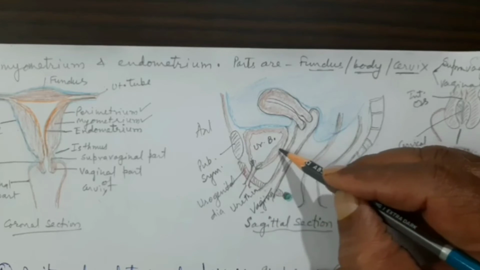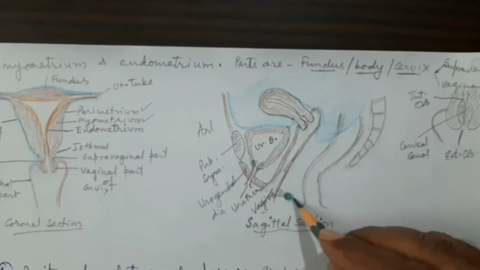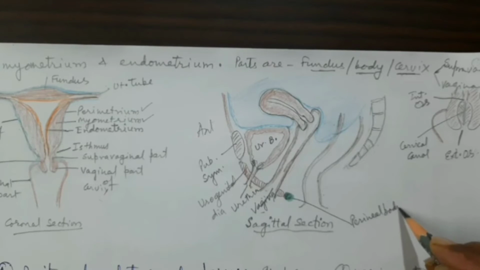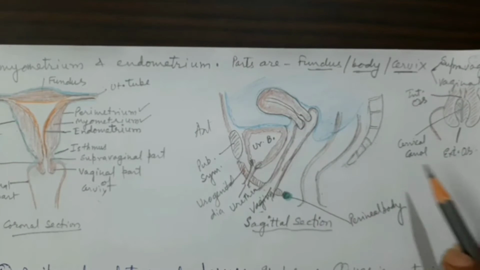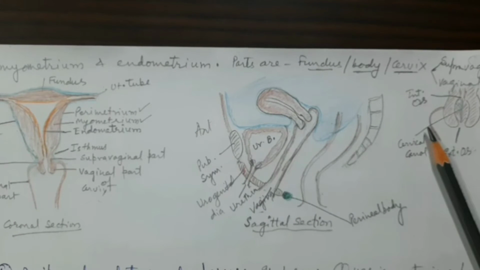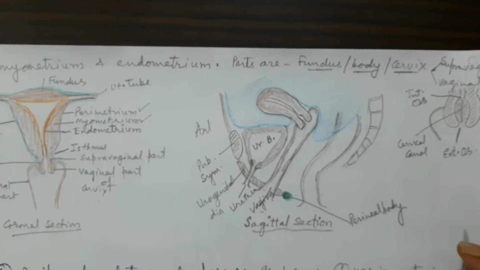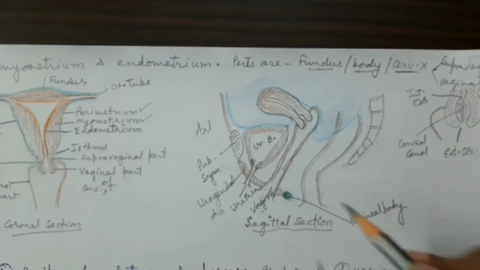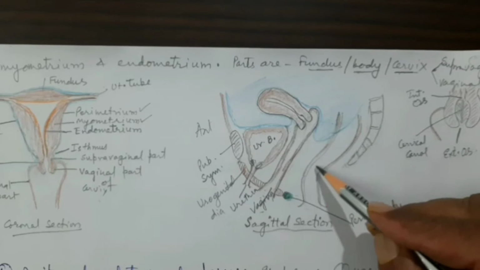So this vagina lies posterior to the urinary bladder, and this is the perineal body, a central tendon, a band of fibrous connective tissue to which many muscles are attached. 8 or 9 muscles of the perineum are attached, including a superficial part of the external anal sphincter. Here is the sacrum and coccyx, and this is the rectum.